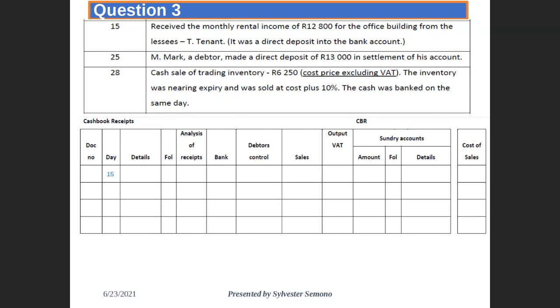Okay. And then we receive a monthly, okay, how am I going to record? Remember, tell me under which columns must I go and record 12,800? Firstly, where must I record 12,800? Remember, you must check whether it's including VAT or excluding VAT. Firstly, is it including VAT or excluding VAT?